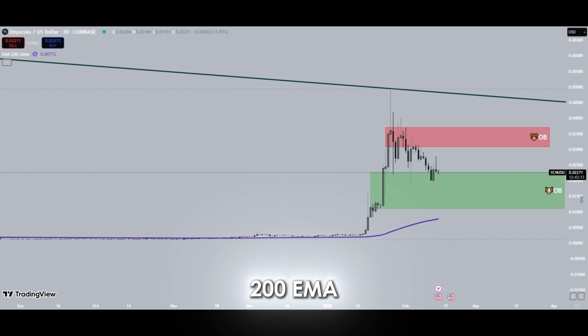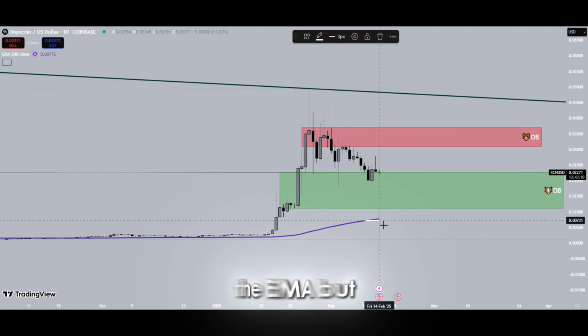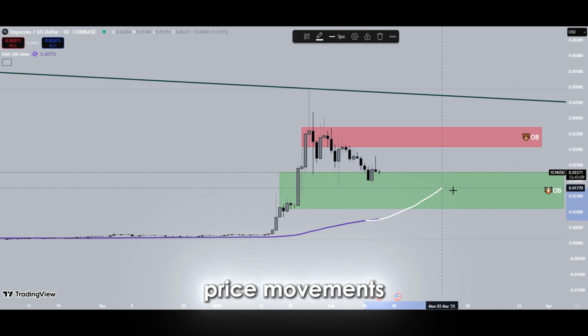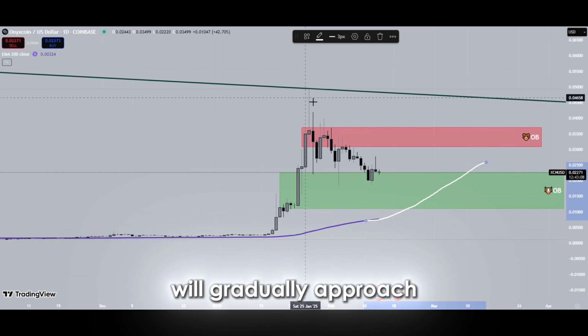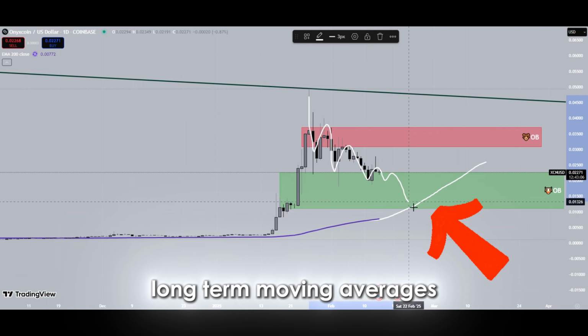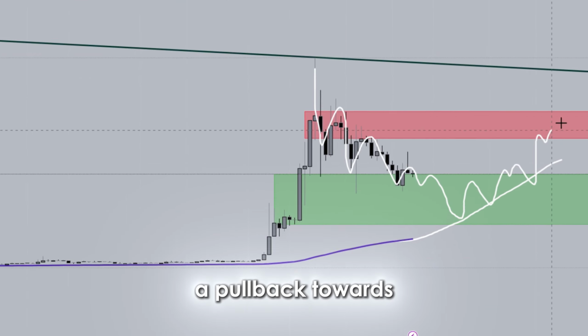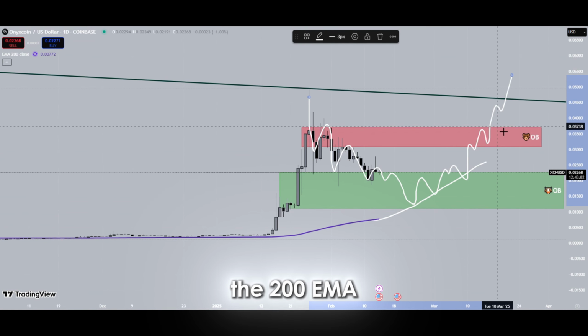Looking at the 200 EMA, we can see that the price is currently quite far from the EMA. But as time progresses, depending on the price movements, the 200 EMA will gradually approach the price level. Usually the price tends to touch the long-term moving averages. So, if the price moves upwards, it may experience a pullback towards the 200 EMA, or the 200 EMA may move down over time and approach the price level. We can think of it as doing a retest.